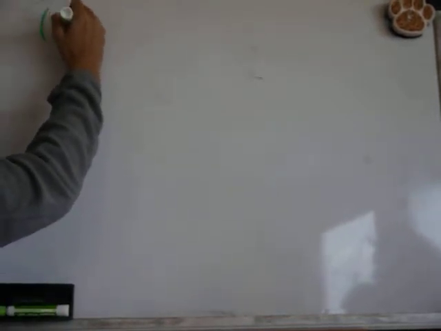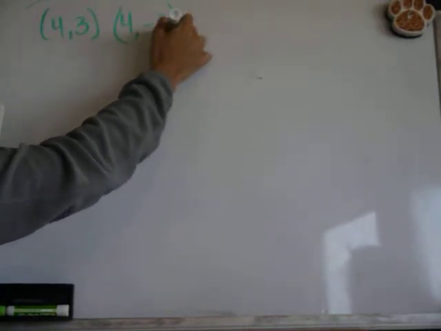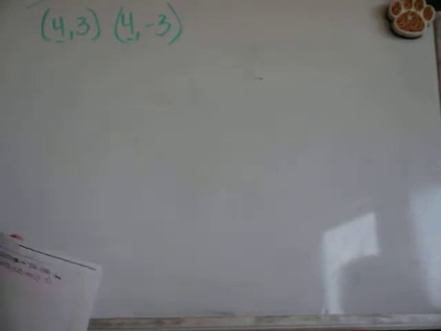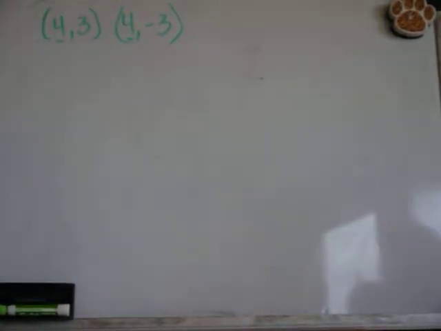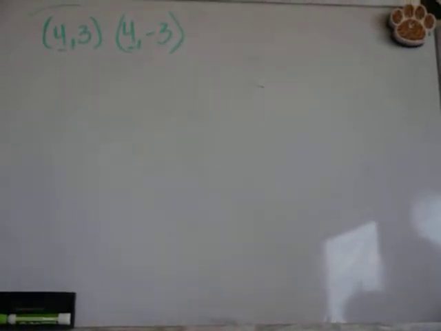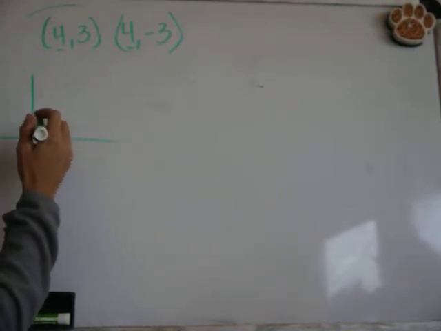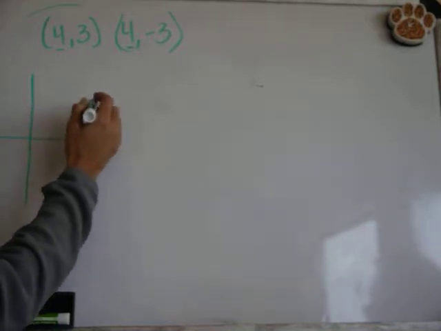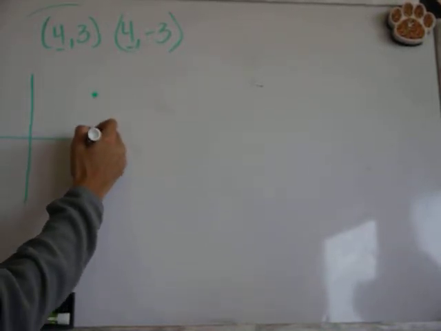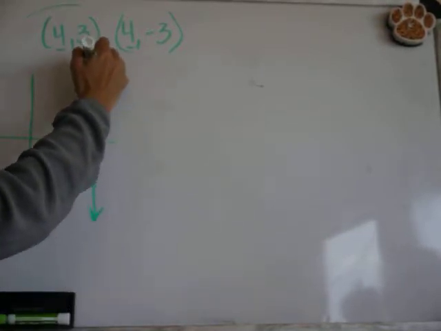Let me make sure I'm on the right one, so it's between (4, 3) and (4, -3). Already I noticed that these have the same x value, right? So they both have the same x's. Here's what's happening in my head. I know that I have 1, 2, 3, 4, this point and this point, and I have to find this equation.